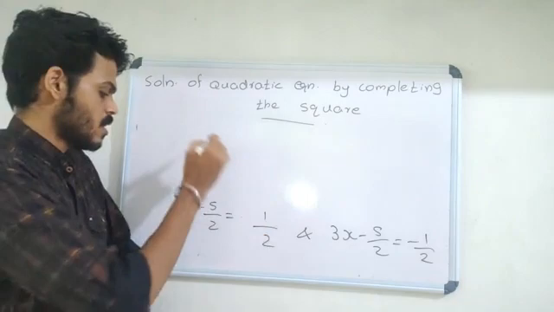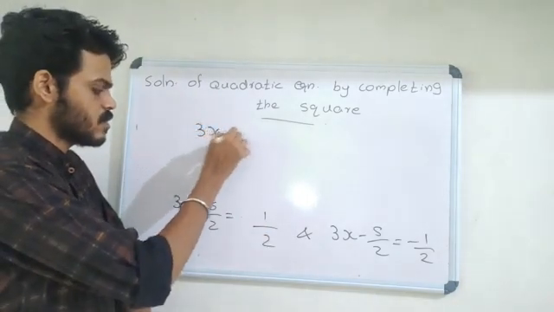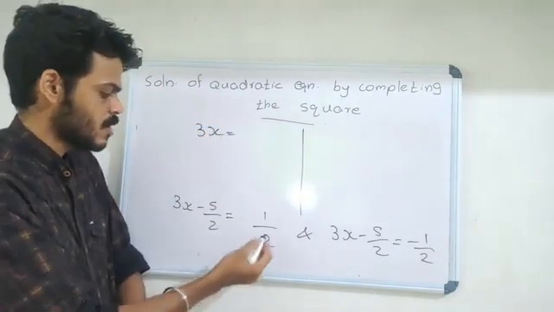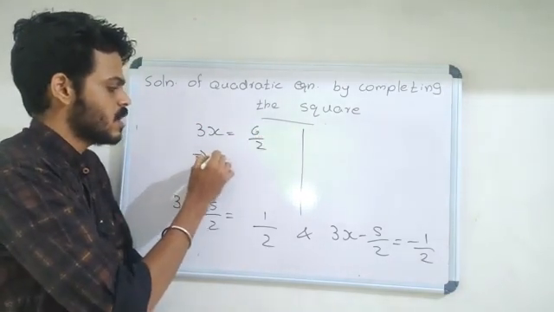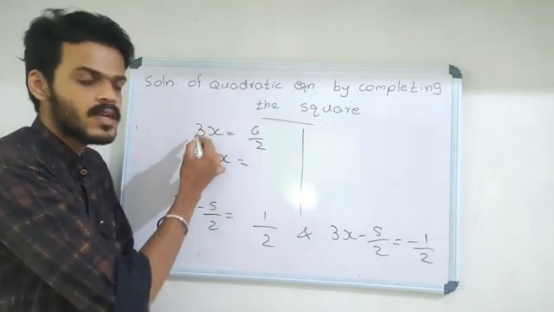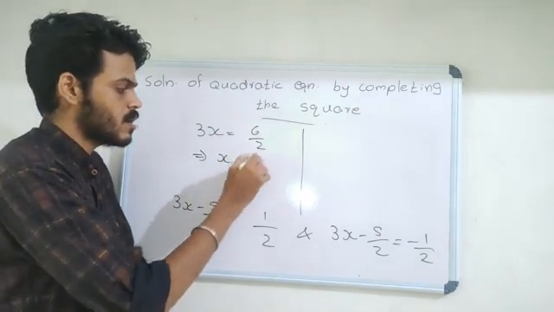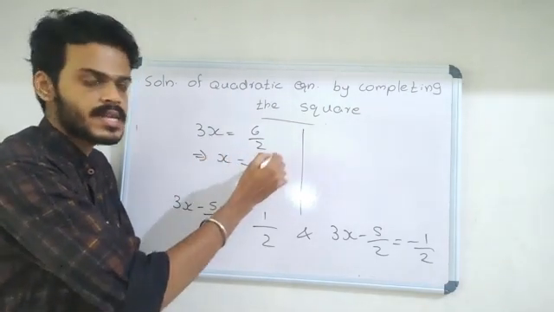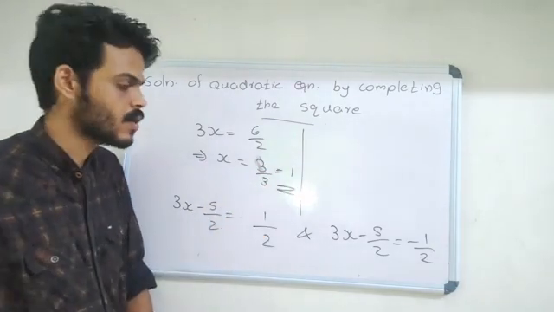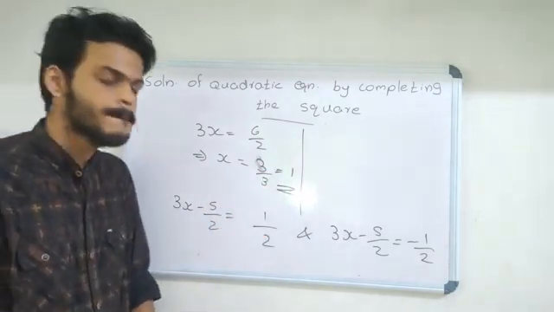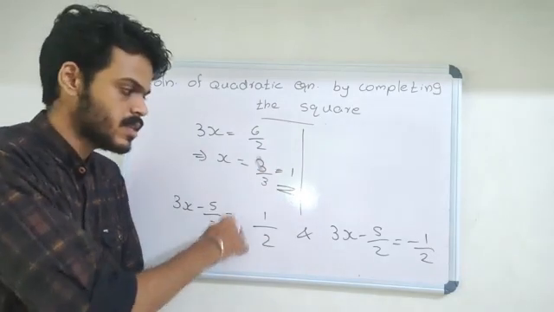It is now easy. So 3x will be equal to, first case, what will be that? 1/2 plus 5/2, that is 6/2. It implies x is equal to, 6/2 is 3, if you are taking 3 to the right side it will be divided by 3, that is x is equal to 1. So that will be the value of x in this case.